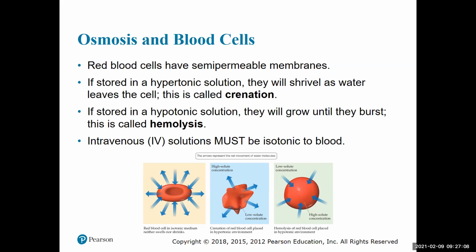So down here on the bottom are just some drawings of a blood cell. The first one is the isotonic, everything is fine. We see the arrows coming in and out at about the same rate.